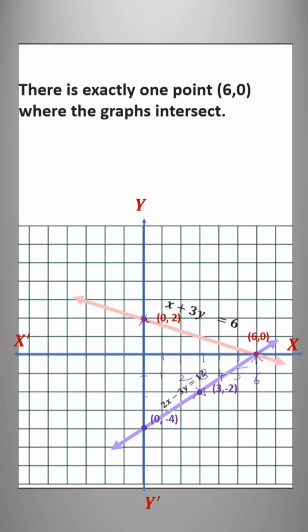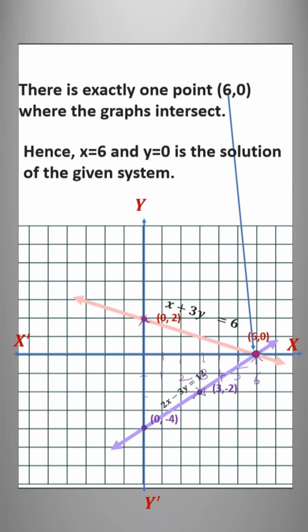There is exactly one point, 6, 0, where the two lines intersect. So the value for x and y, x is equal to 6, y is equal to 0, is the solution of the given system.